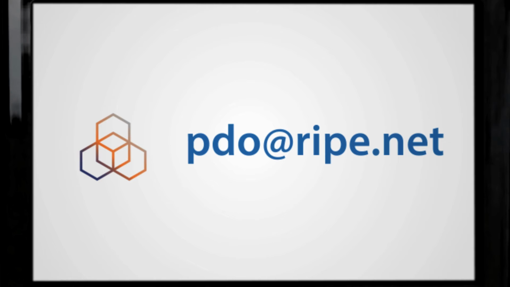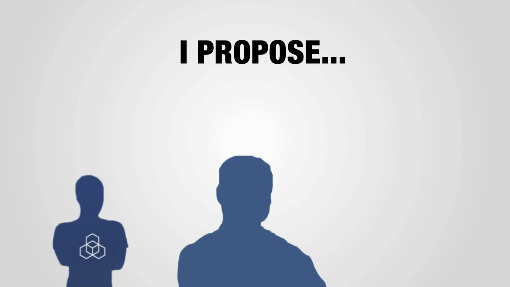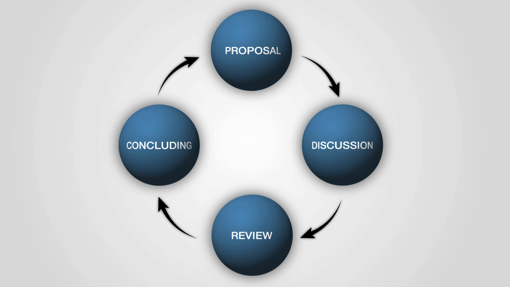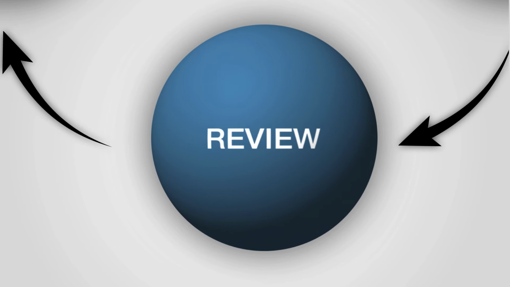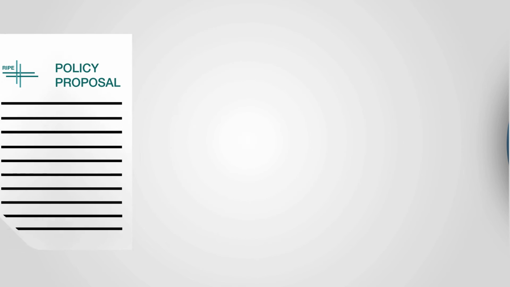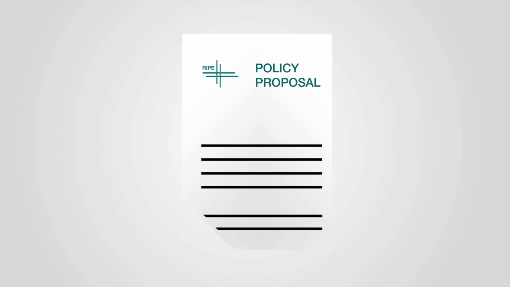Or you can contact the RIPE working group chairs or the RIPE NCC Policy Development Office. If you go ahead with the proposal, the RIPE NCC and the working group chairs can help you write it. Then you can propose it to the RIPE community and the discussion phase begins. If your proposal receives enough support, it goes through two more phases in the PDP, the review phase and the concluding phase. At any point in this process, a policy proposal can be changed or withdrawn.